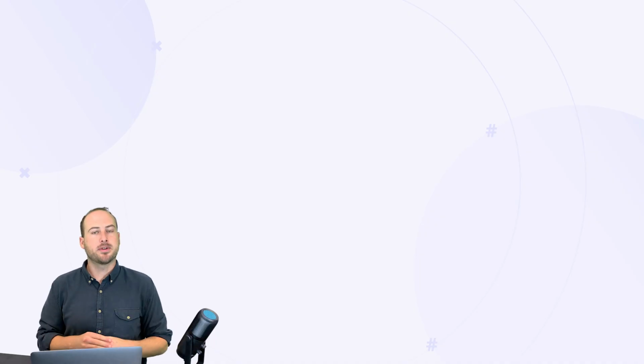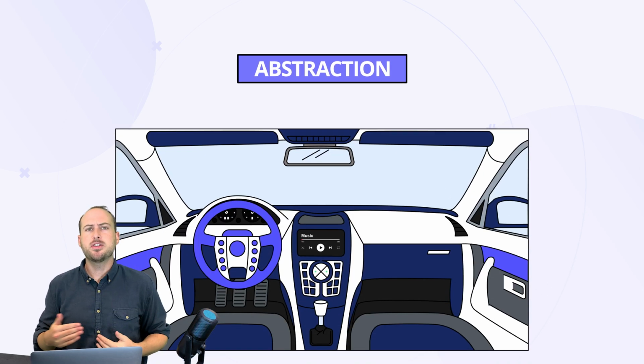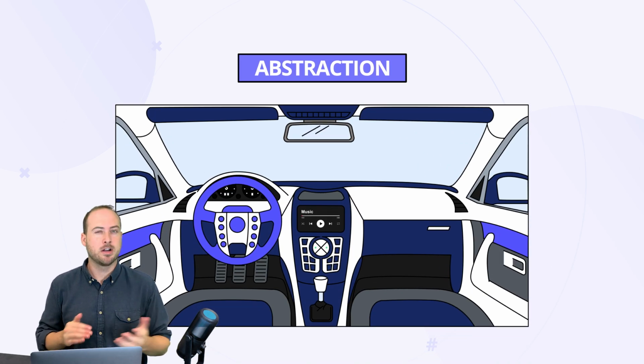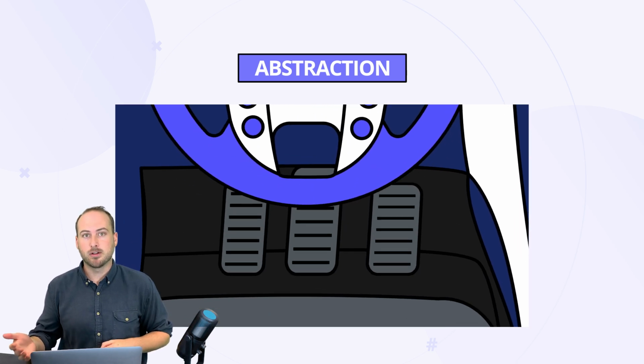On to the next core principle of object-oriented programming, abstraction. Imagine you're sitting behind the wheel of a car. You interact with the dashboard, turn the steering wheel, press the gas pedal, or use the brake. A car is a complex system with tons of intricate component parts, but you don't need to understand each system in order to operate the car.